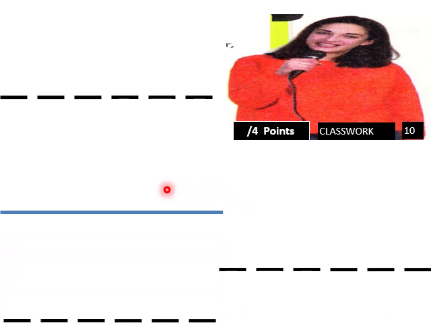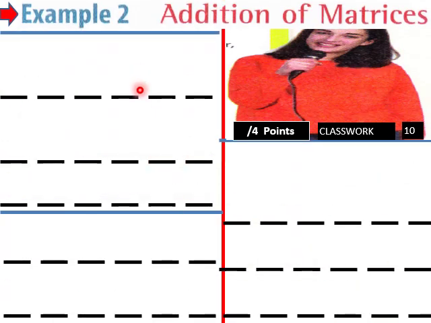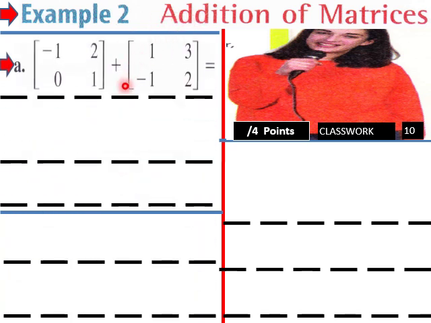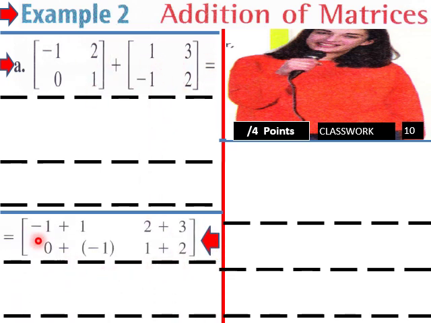Okay, so let's try one here. For example, addition of matrices: we have these two matrices here, -1, 2, 0, 1, plus 1, 3, -1, and 2. What does that equal when you add these two together? So, -1 plus 1, and then 0 and -1. And then here we have 2 plus 3, and then 1 plus 2. So that would be your first step in adding matrices.